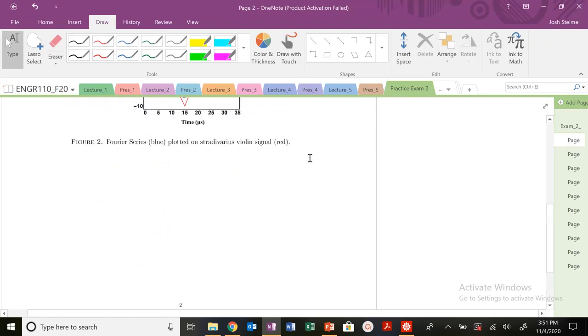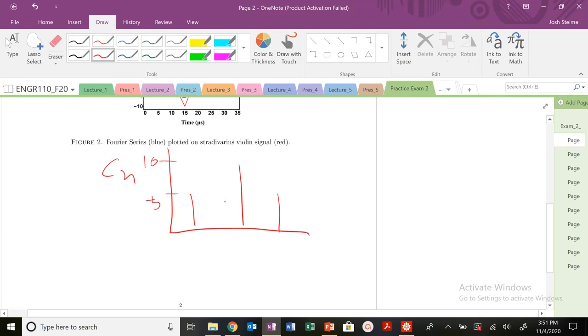Probably not as easy. So what I would practice is, if you were given a plot like this, let's just say that there are three values. And this was 5, 10, and 5 again. And this was frequency 1, 2, 3.